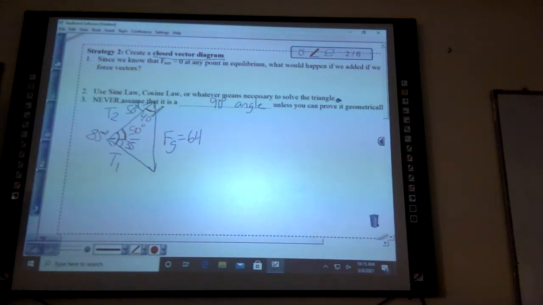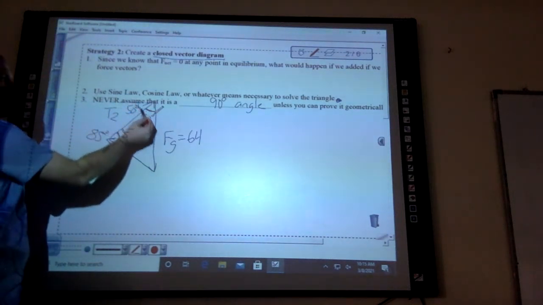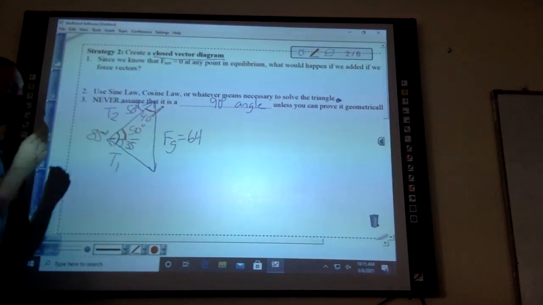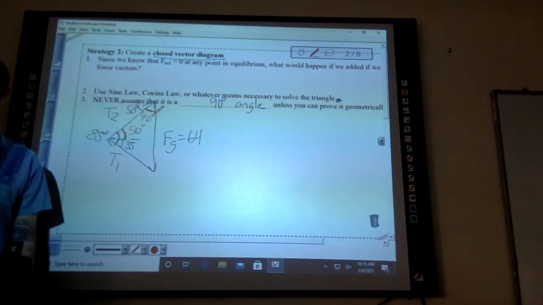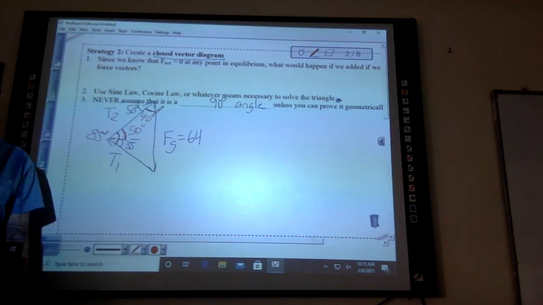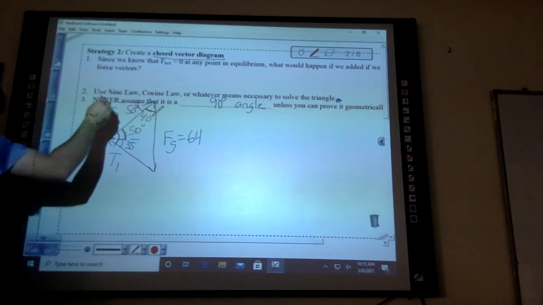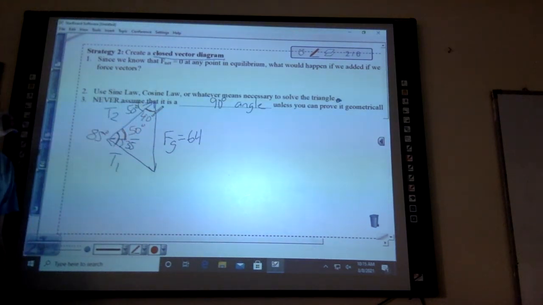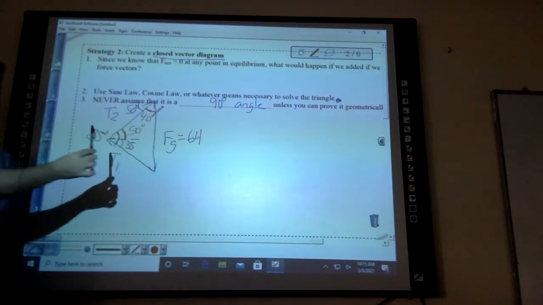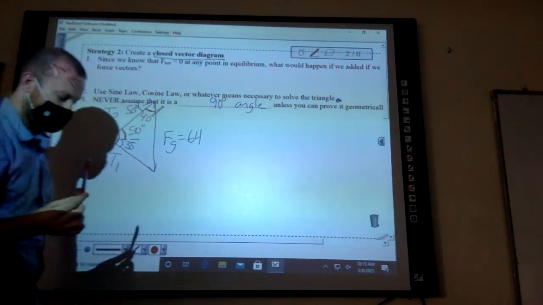Triangles. That's what happened. FG is vertical. The dotted line is horizontal. Intersect those two, you get 90 degrees. You're given that this part is 50, so the rest of it must be 90 minus 50. Unless you can prove it geometrically, which I just did. The dotted line I said has to be horizontal, and FG is always completely vertical. So geometrically that does work.